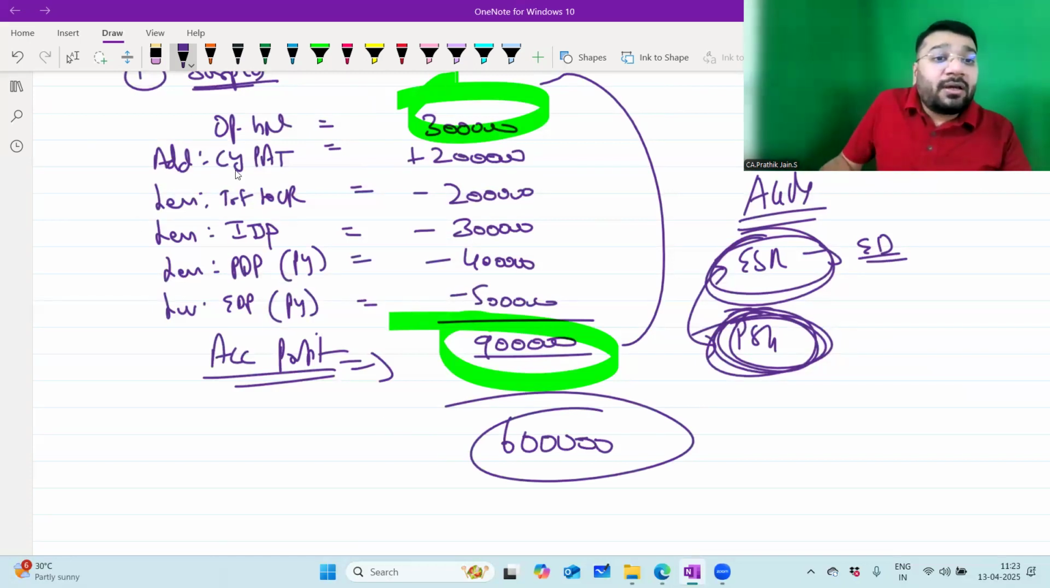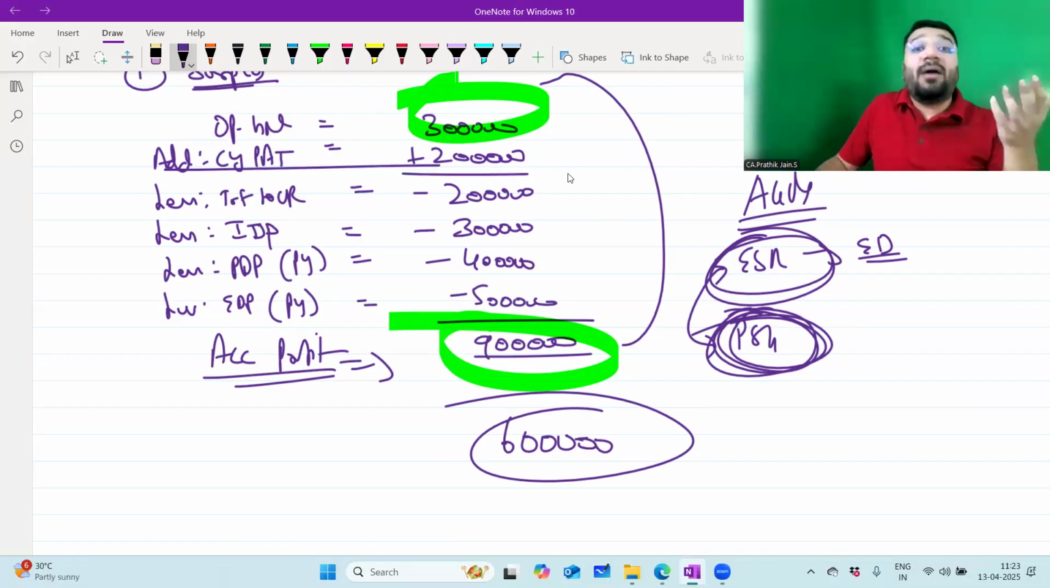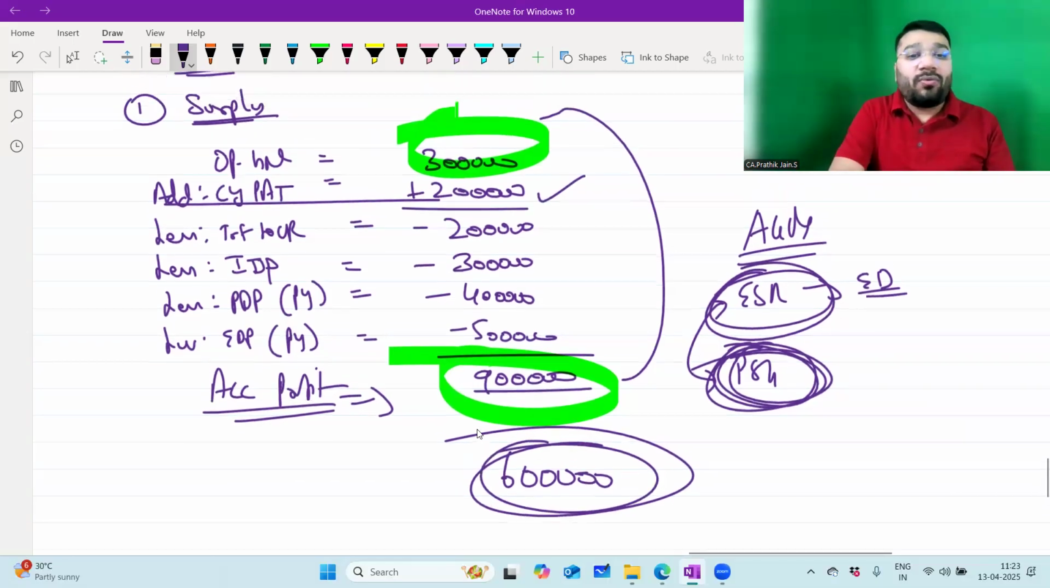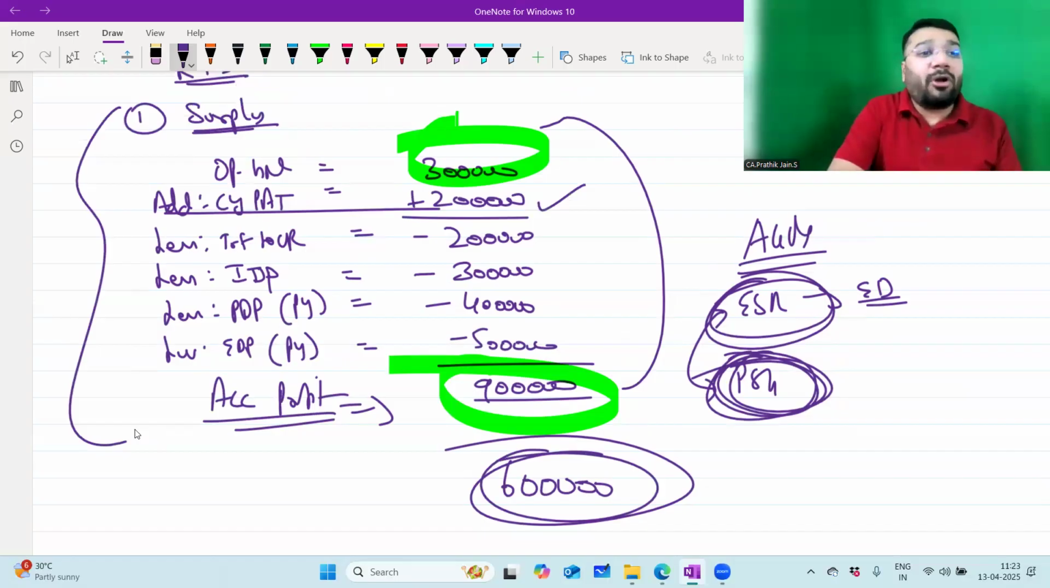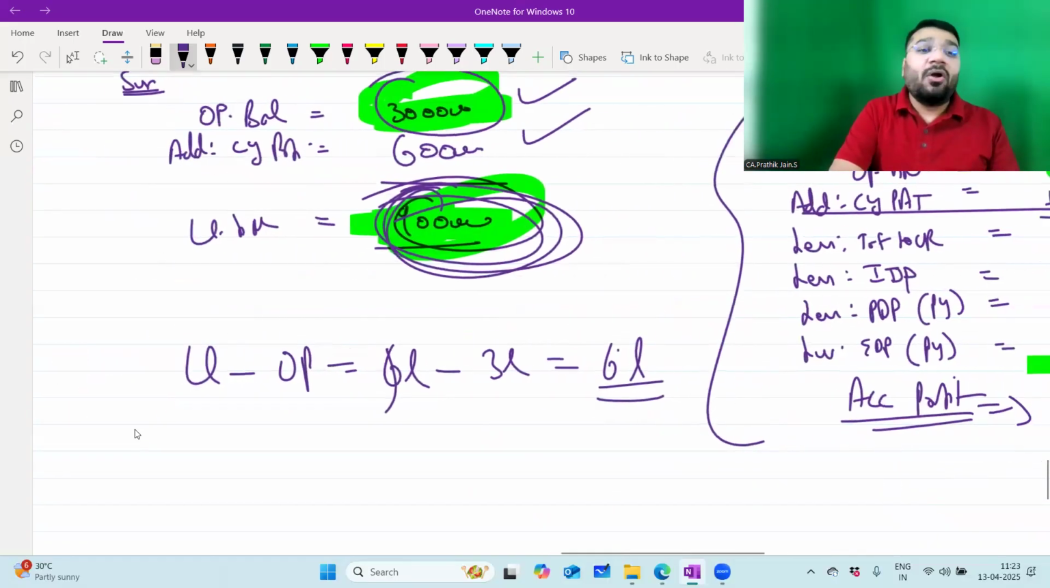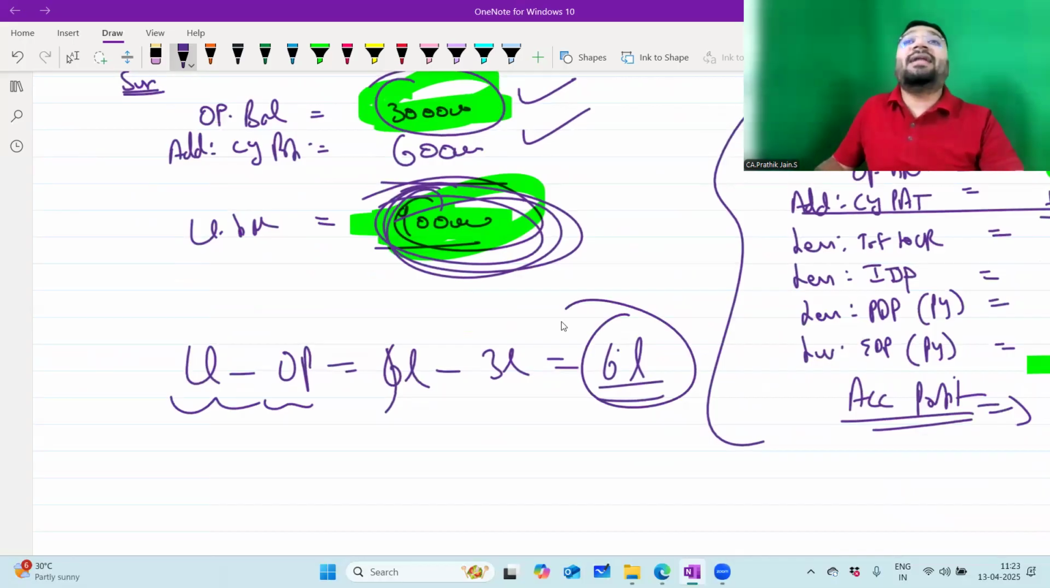Correct only, no? Current year's profit 20 lakhs you added, sir. Arey baba, this is before appropriation. And this 6 lakh is after appropriation. Am I clear? So either you take the appropriation from the notes or you take the appropriation from the P&L. Always the starting point is going to be what? Closing minus opening, to get what? Current year's surplus.